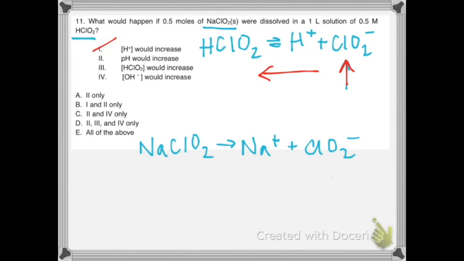pH would increase. Well, as we just said before, we're going to decrease our H plus concentration, so the solution would become less acidic, and when that happens, pH increases. So that one checks out. HClO2 increases. That's true. OH minus would increase.